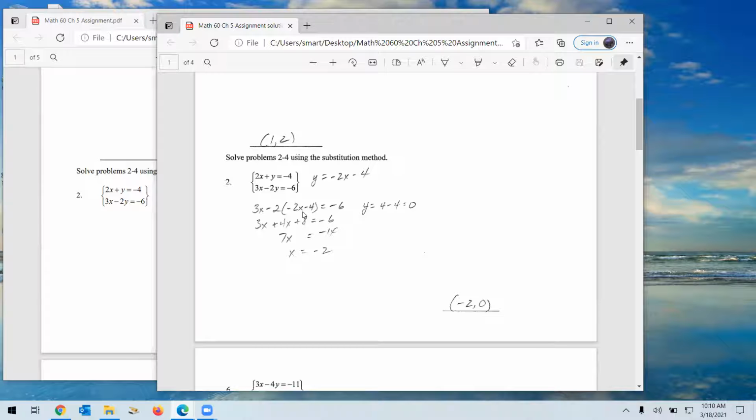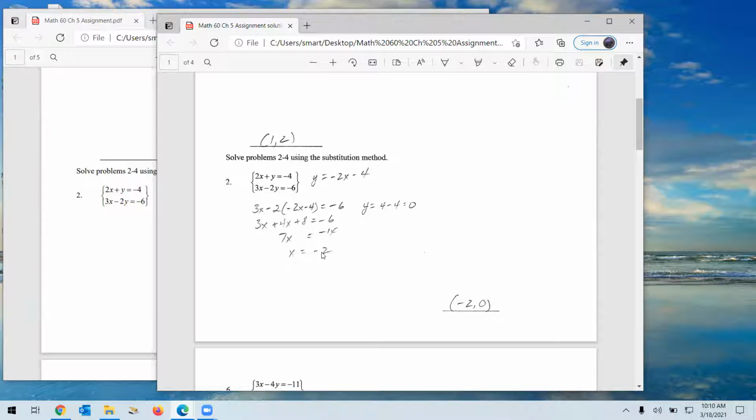Notice I needed those parentheses because I have to multiply it by that -2 basically, right? Distributed, minus minus got me plus 4x and plus 8. Combined the x's there. And I subtracted the 8. I didn't show you that, but subtracted the 8, got to -14. Divide by 7, x was a -2. Right, so the big deal is coming up with a good substitution expression. Plug it in there and distribute carefully.